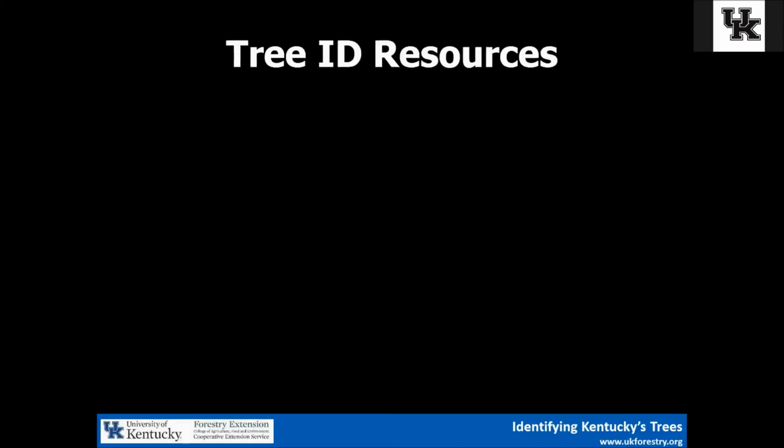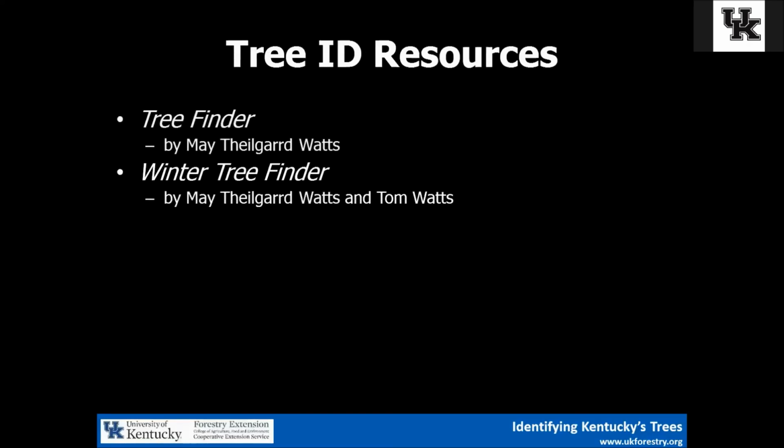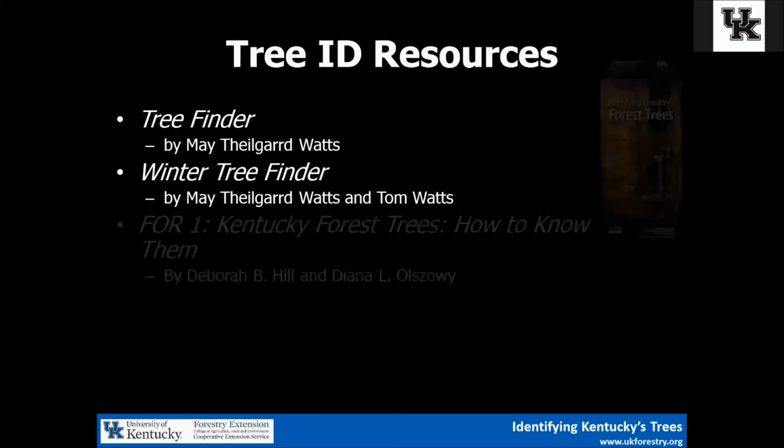I wanted to give you a few more tree ID resources, and these are paper resources. Again, mentioning the Tree Finder by May Watts, and then the Winter Tree Finder. Those are our little pocket guides, the $3 to $5 pocket guides. Like I said, best to probably find those on Amazon or Barnes & Noble online, because they're a little bit older and you may not find those in a bookstore, but definitely worth the investment. They fit right in your pocket.